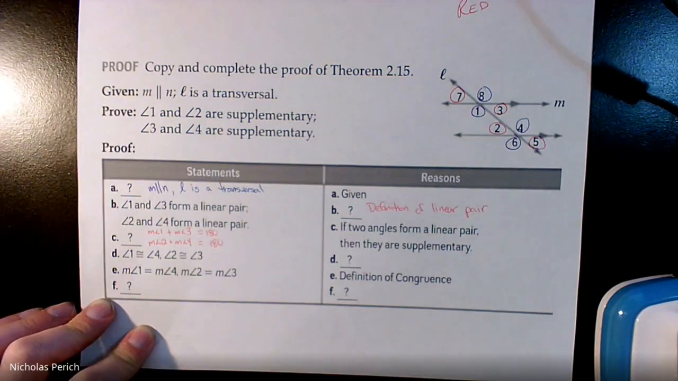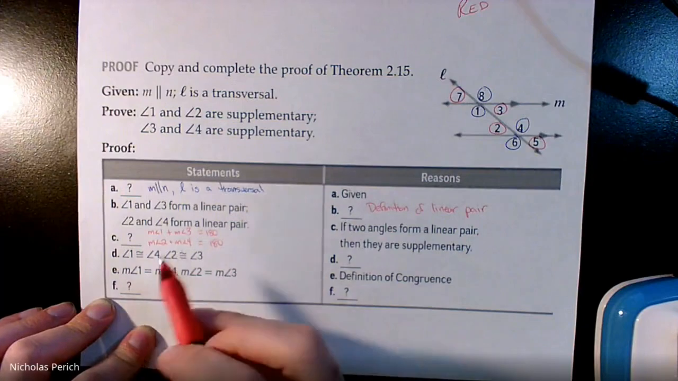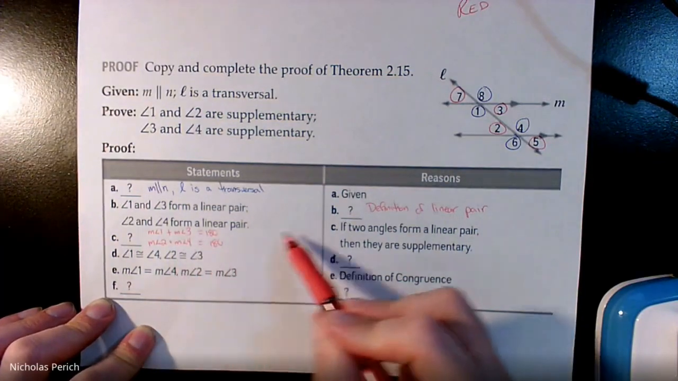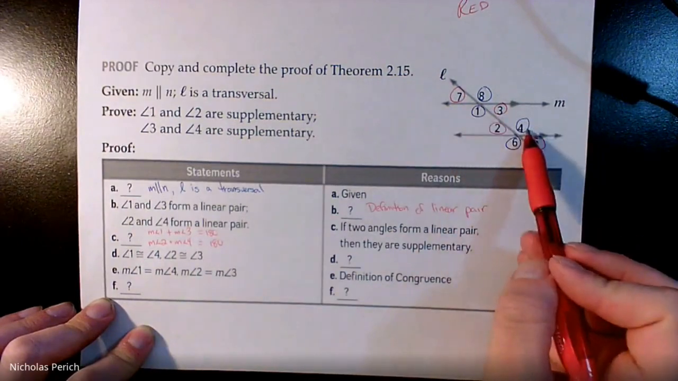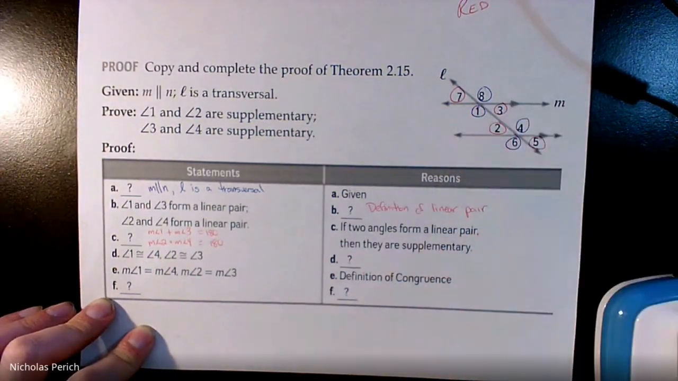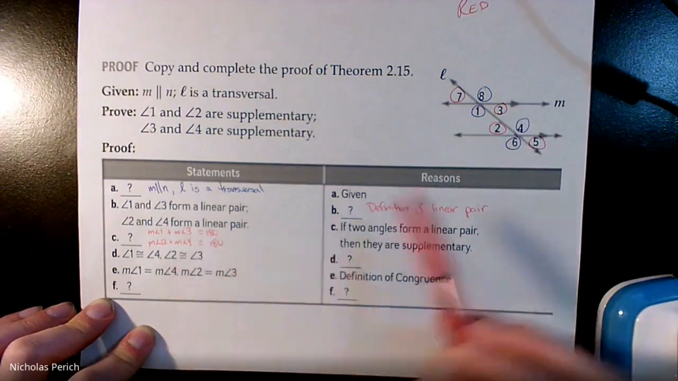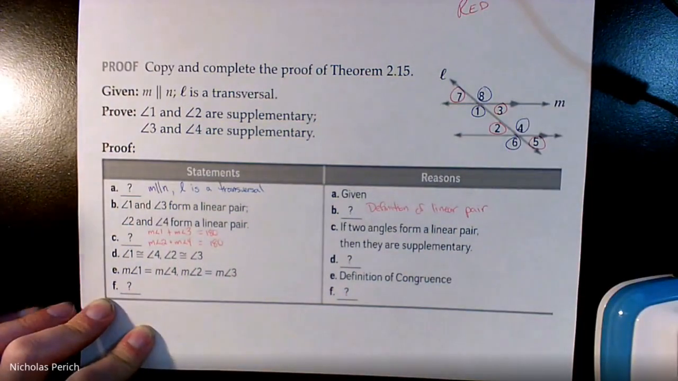So I have that. And then all of a sudden it says angle 1 is congruent to angle 4, angle 2 is congruent to angle 3. Well, that has nothing to do with this. So I go to my picture. Angle 1 is congruent to angle 4. Oh, of course they are. They're alternate interior angles. And angle 2 is congruent to angle 3. Of course they are. They're alternate interior angles. So the reason behind that would be the alternate interior angles theorem.